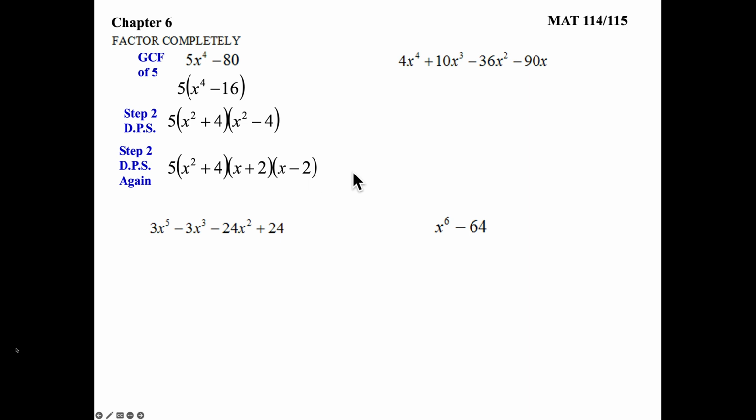That's my final answer. Over here, holy cow, 4x to the 4th plus 10x to the 3rd minus 36x squared minus 90x. X is in every term. Every number is even. I'm taking out a 2x to the lowest power of 1. Factor that out as the GCF. I have these 4 terms left. So now we just got step 1 done.